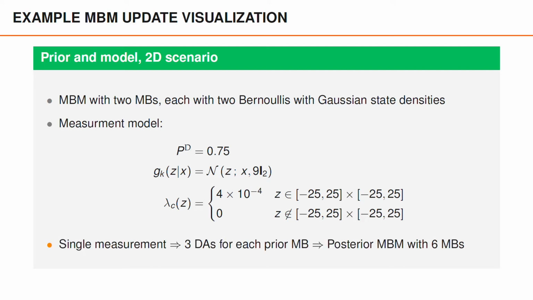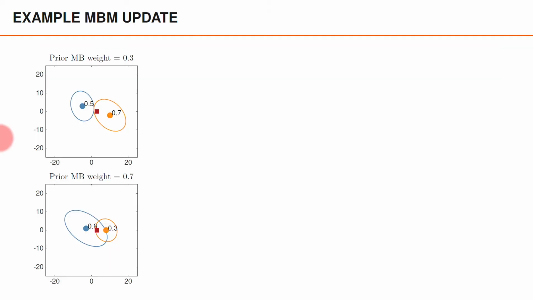We have a single measurement in this example, which means that for each prior multi-Bernoulli, we have 3 possible data associations. This gives us a posterior multi-Bernoulli mixture with 6 multi-Bernoullis. Here we can see the 2 prior multi-Bernoullis. The first one has weight 0.3 and the other one has weight 0.7. In both cases, the Bernoullis are visualized by their means and their covariances, and the probabilities of existence are written next to the means, and the measurement is shown as a red square.